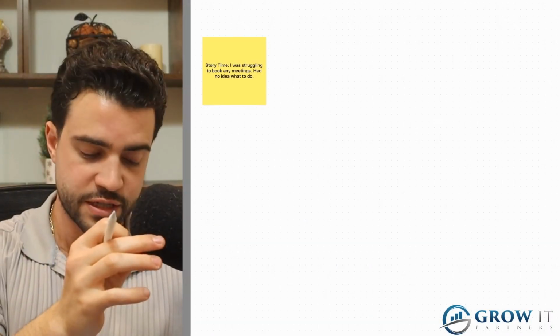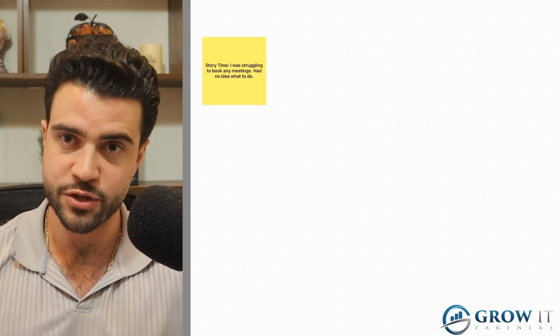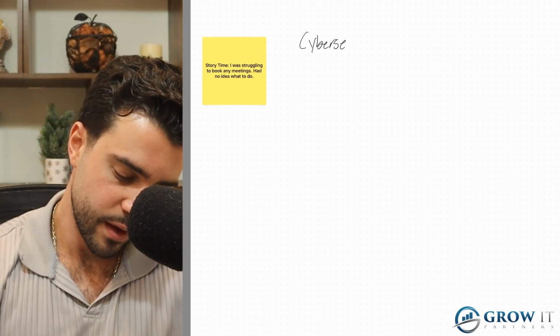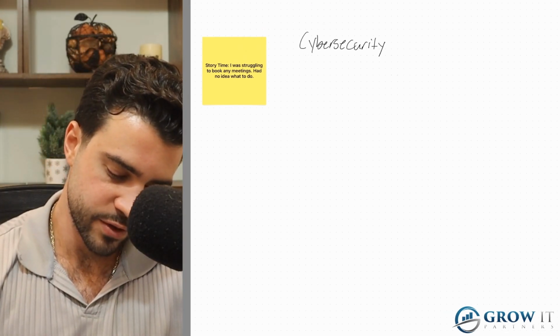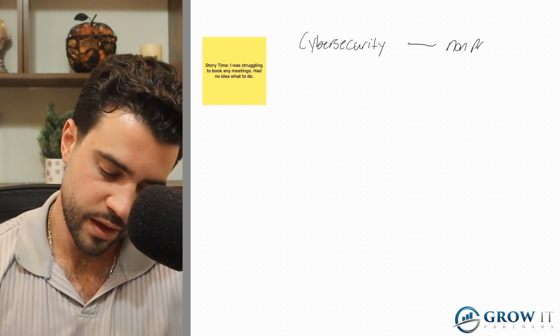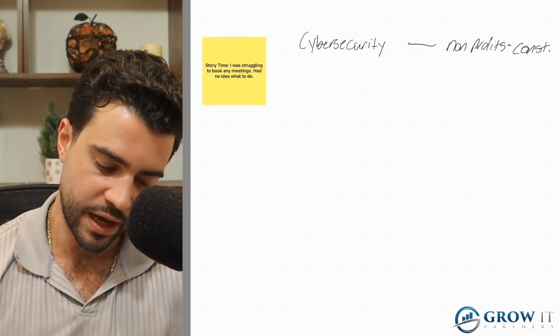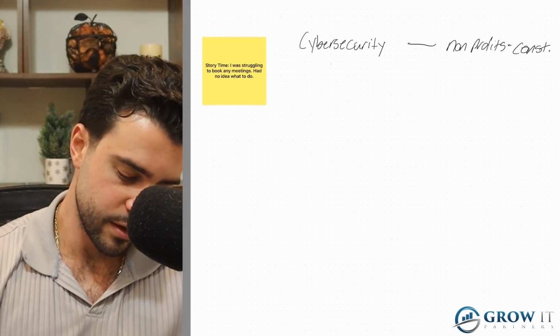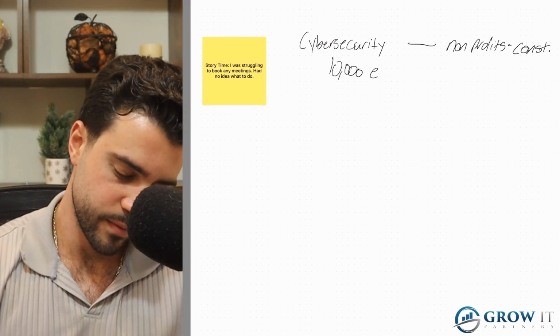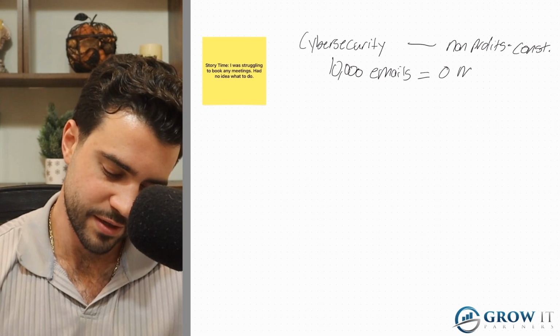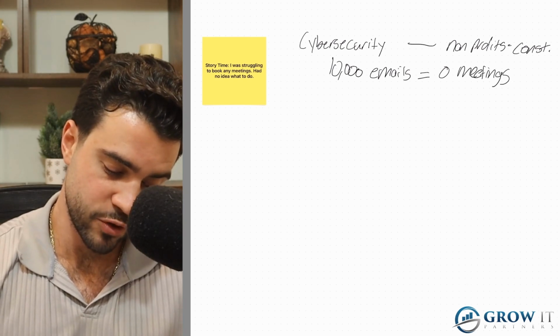So to give you some context on exactly what was going on, I need to paint the picture a little bit. Now the company that I was working with was a cybersecurity company. And they were targeting two types of industries, nonprofits and the construction space. All right, and at this point, I had probably sent about 10,000 emails and I had booked a whopping 0 meetings. And at this point, it had been about 2 months.